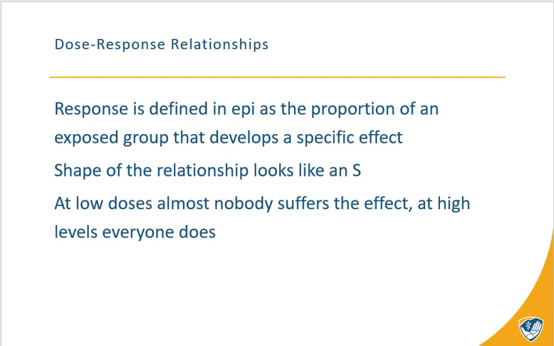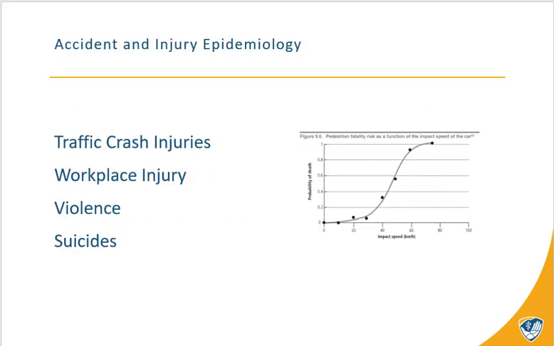Now looking at dose-response relationships, response is defined in epidemiology as the proportion of an exposed group that develops a specific effect. The shape of the relationship looks like an S. At low doses, almost nobody suffers the effect. At high levels, everyone does. So here is an example. When we think about traffic injuries, at low speeds the probability of death is much lower, but at much higher speeds it increases substantially.